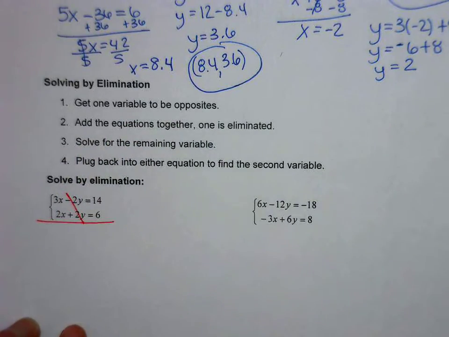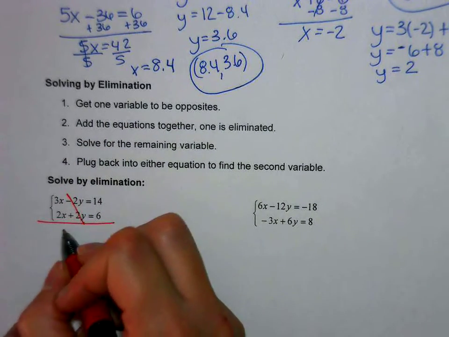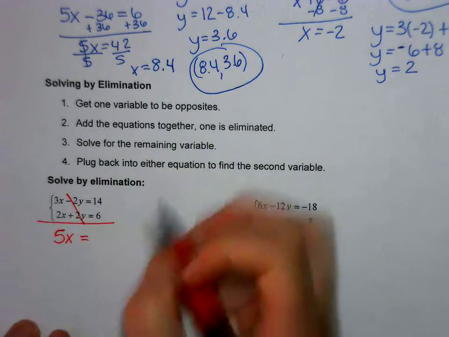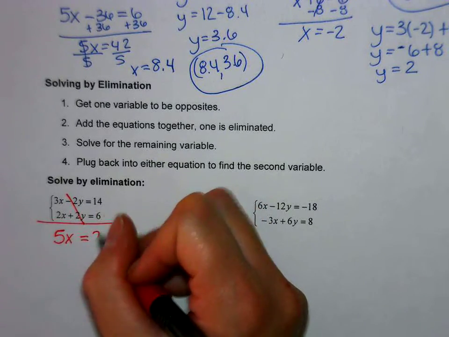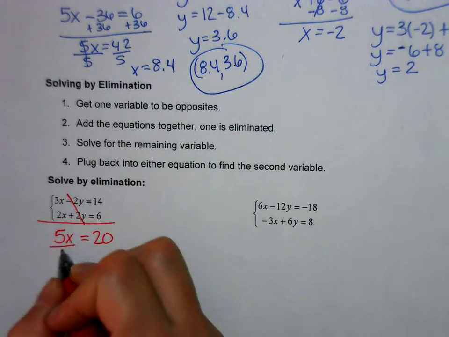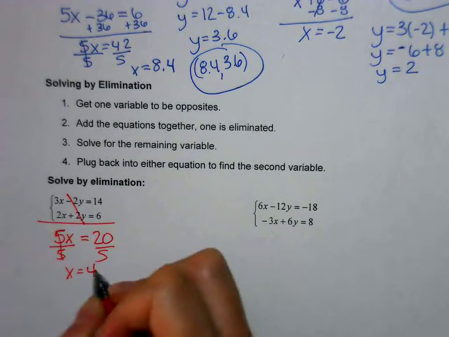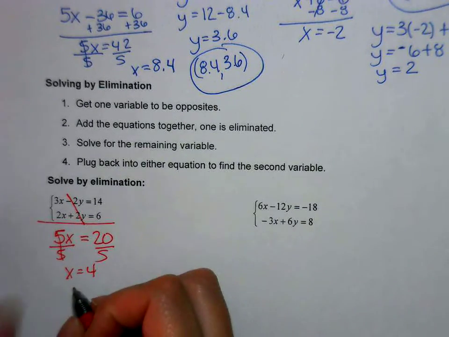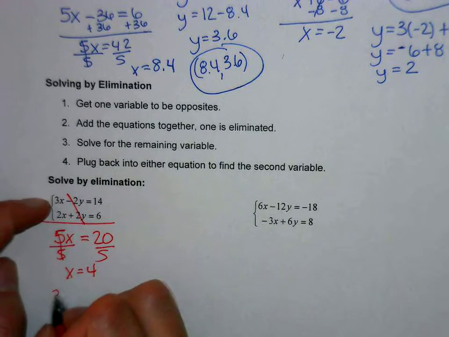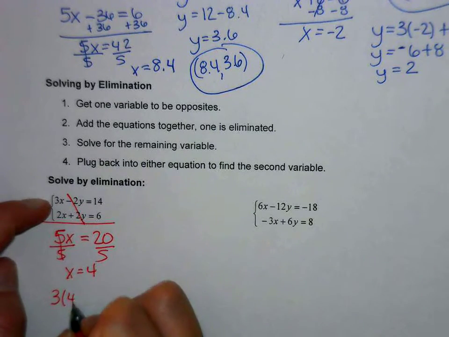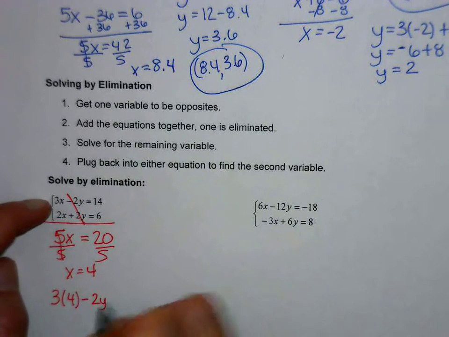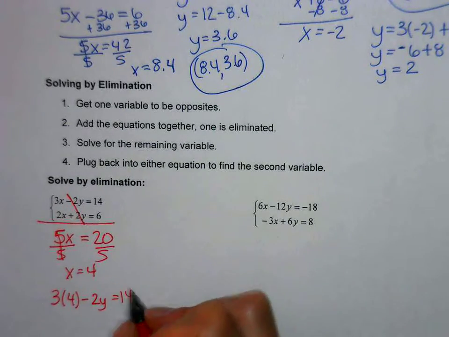So 3x plus 2x is 5x. 14 plus 6 is 20. So divide both sides by 5. x equals 4. Then to find my y, I'm going to pick the top equation. I'm going to plug in what my x is, which is 4, into 3x minus 2y equals 14. So 3 times 4 is 12.